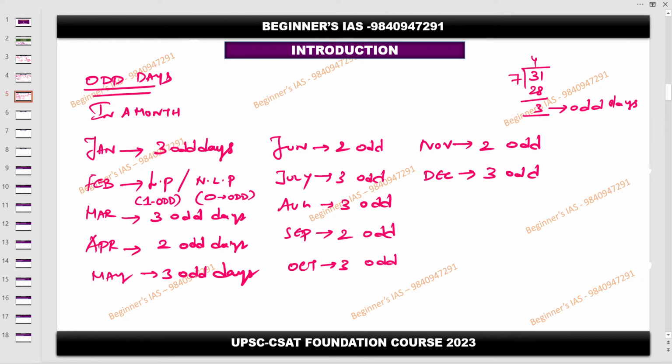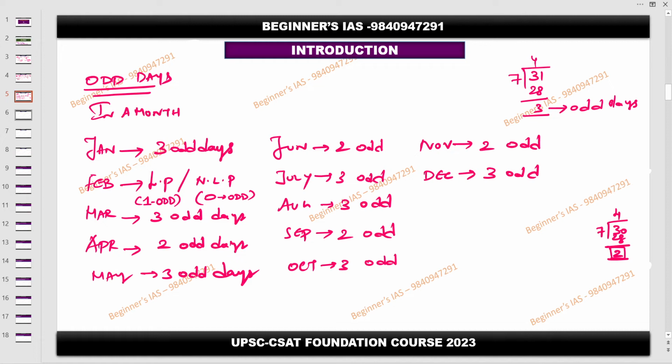People understood so far? Yes, sir. Fine. This odd days concept is important, so that is why we are giving so much importance to it. Sir, how to take out 3 odd days and 2 odd days? In April, how many days are there? 30 days. Divide that by 7. 7 fours are 28. So the remainder is 2. The remainder is nothing but the number of odd days. Understood? Yes, sir. Thank you, sir. Welcome.